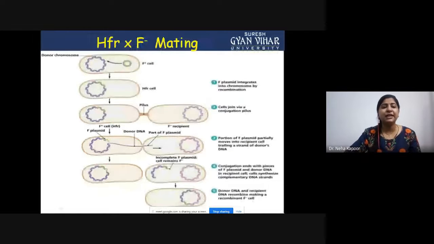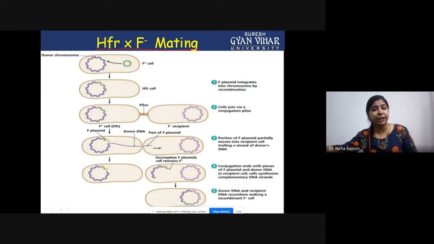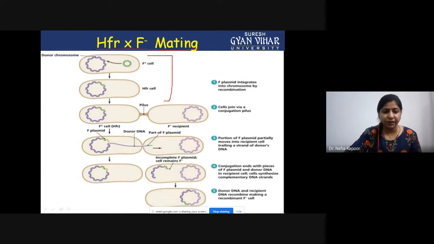Now, how this Hfr is basically transferring the genetic material or F plasmid genes to an altogether F negative recipient bacteria. That is the point. Now, as you can see, this is the formation of Hfr that was present in the previous slide. Once this Hfr strain has been formed, we will call it an F positive cell because the F plasmid is present. Now, at this point, what will happen?